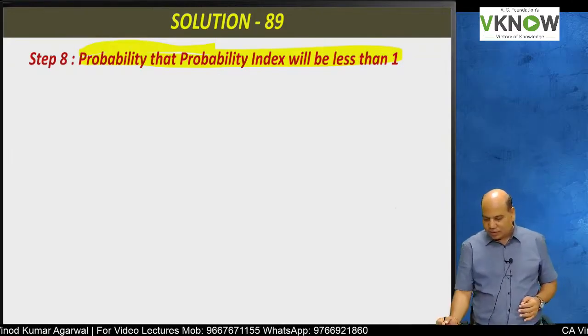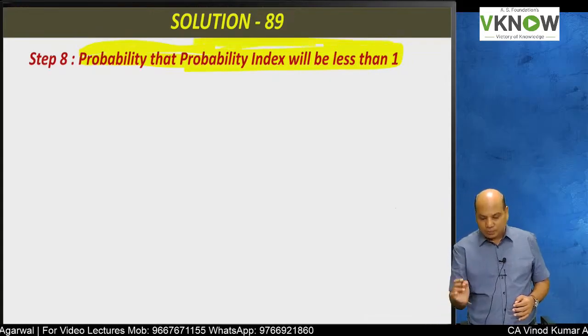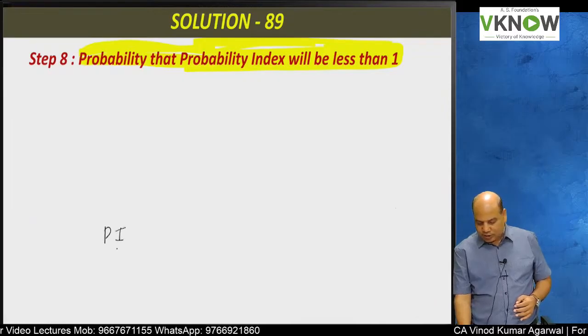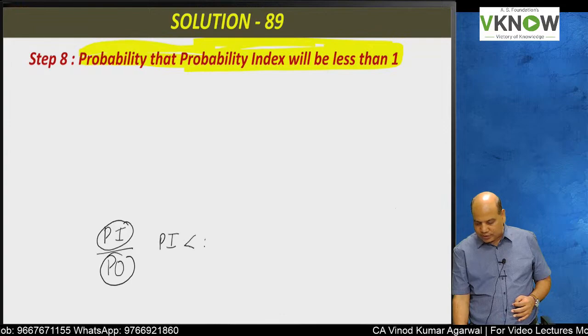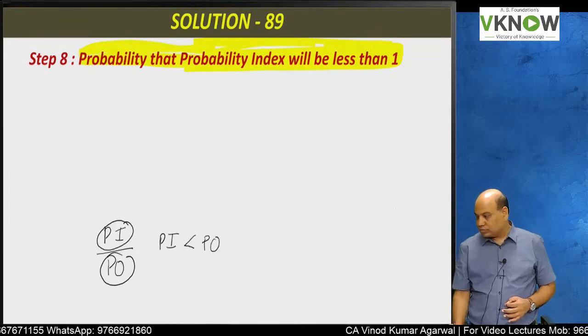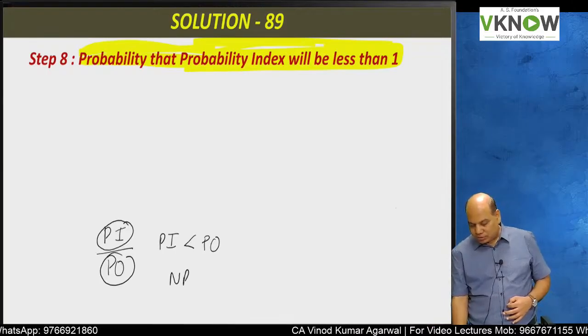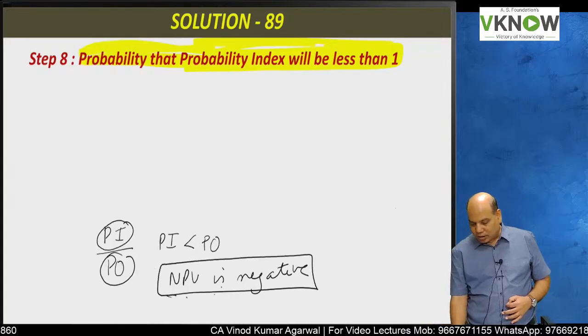Profitability index is less than 1 means what? When will profitability index be less than 1? Profitability index will be less than 1 when PV of inflow is less than PV of outflow. Correct? PV of inflow is less than PV of outflow means NPV is negative. I have already computed the answer of this part.